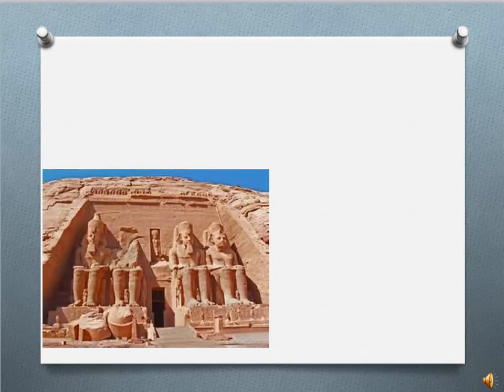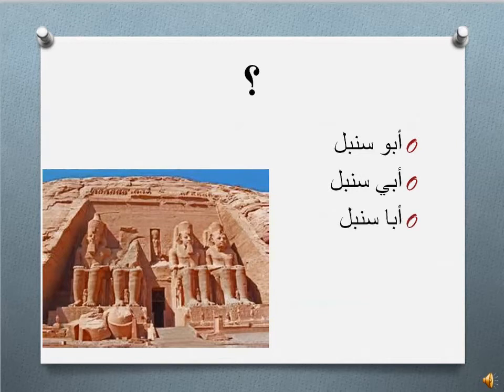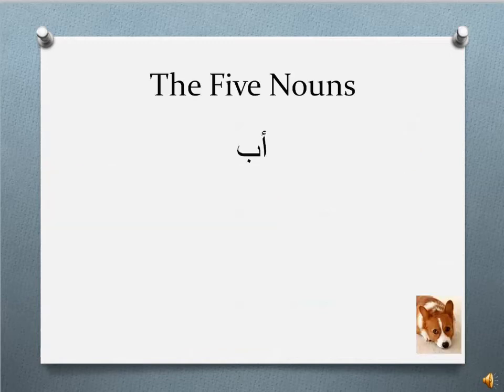Now, this lovely place, if you ever go to Egypt, you'll want to travel and visit this amazing historical site, but you may hear this referred to as Abu Simbel, Abi Simbel, and Aba Simbel. So the question is, which one is it? Well, that's what we're going to discuss. So, the five nouns, pretty straightforward, there are five of them. Two you know pretty well, and the other three you will not see as much.